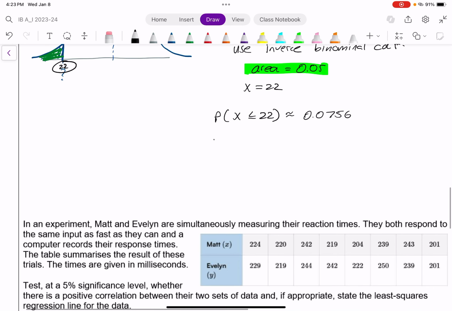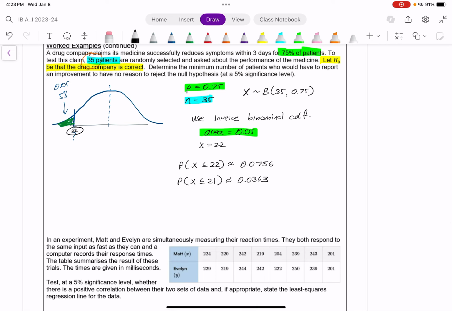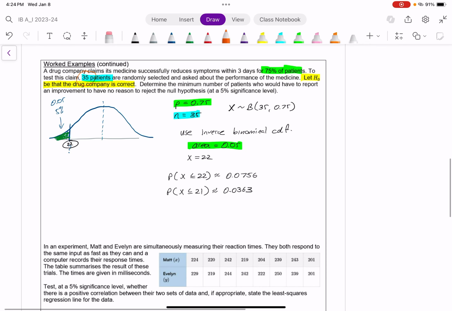So let's double check and see what we would get for the probability of x being 21. What if we had 21 people who reported success? That'd be only a 3% probability. And so we want to find the smallest number that would still show us that we should not reject the null hypothesis. If there were only 21 patients who reported success, then we do have enough of a basis to reject the null hypothesis because we're under 5%. But if we look at 22, we are just barely within the zone.